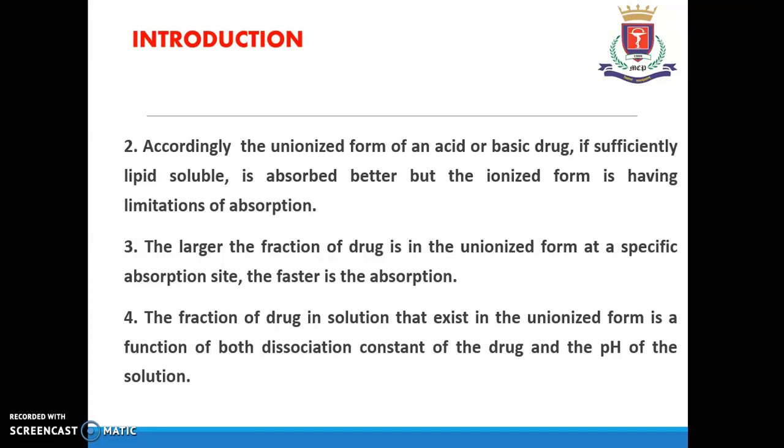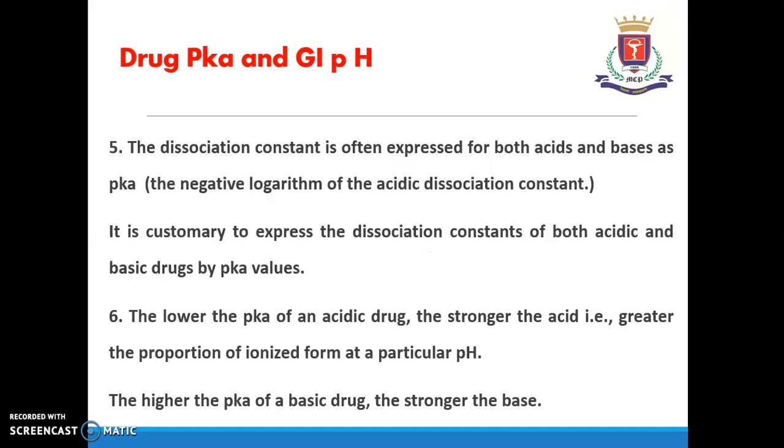The fourth assumption is that the fraction of drug in a solution that exists in unionized form is a function of both the ionization constant of the drug and the pH of the solution. This means that the availability of a drug in the ionized or unionized form depends upon the ionization constant and the pH of the GI tract.